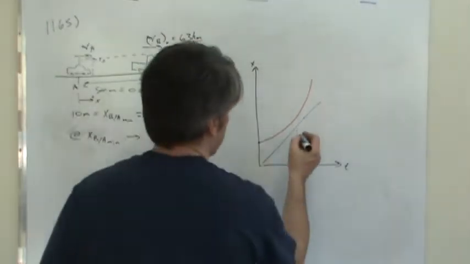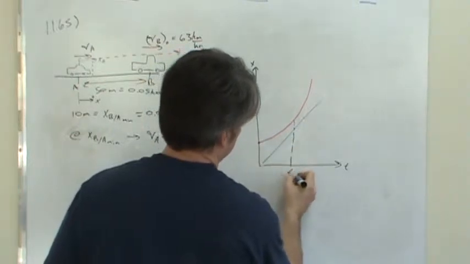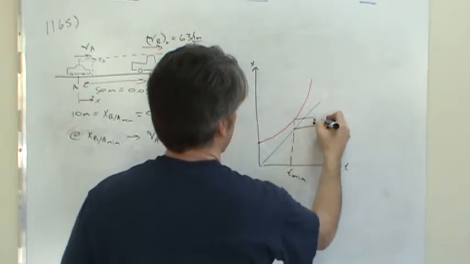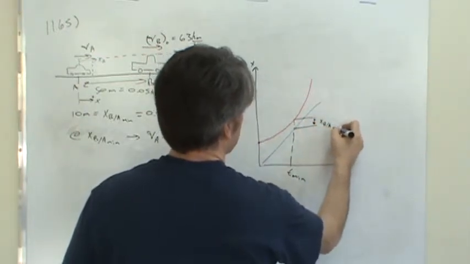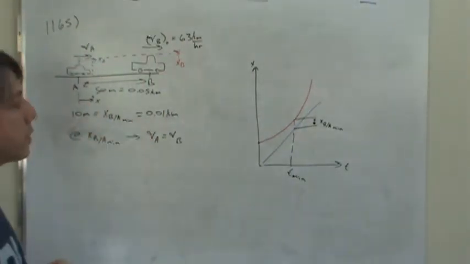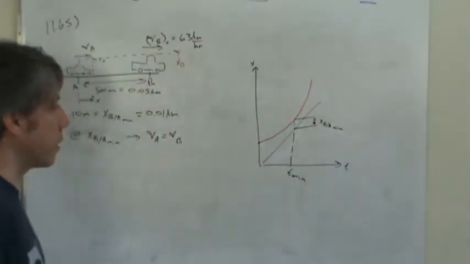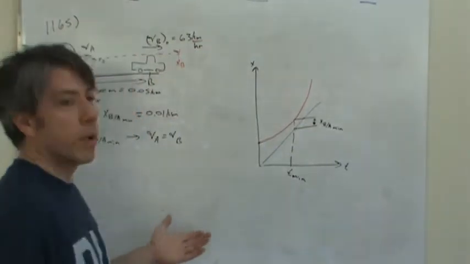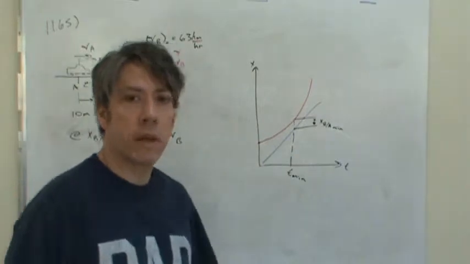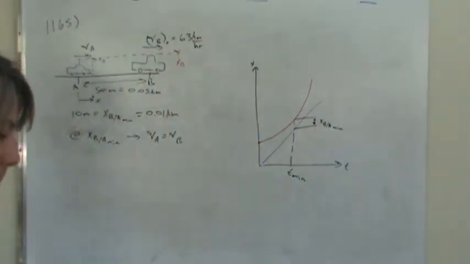Now we know that there's some particular time where the distance between the two is at a minimum. So here's the minimum time where the distance between the two is minimized. Okay? And that's what this 10 meters represents. So we'd like to find that particular position or that particular time. And the reason we want to find it is because at that point the slope of B will be equal to the slope of A, and we can figure out the speed of A.